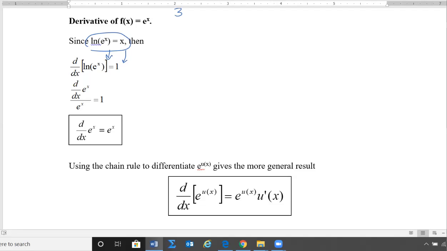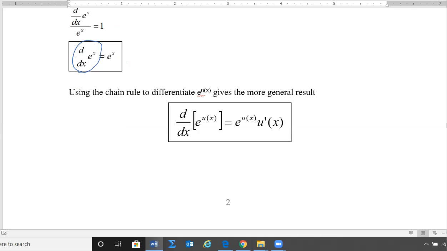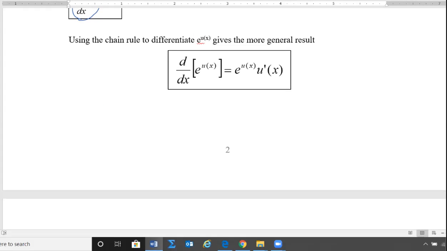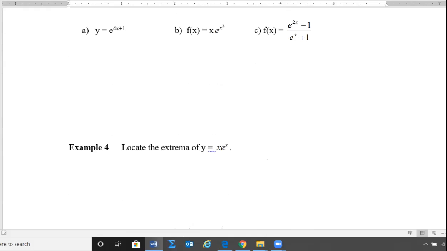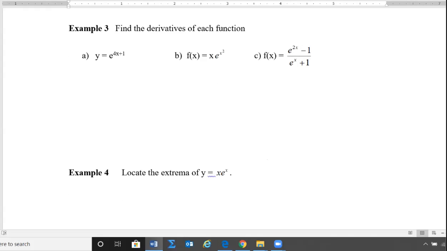Solve this for the derivative of e to the x, which is this side, equals e to the x. If you have a function, e to the u of x, you simply use the chain rule and multiply e to the u of x times u prime. Okay, now let's look at how this works in a couple of examples here.